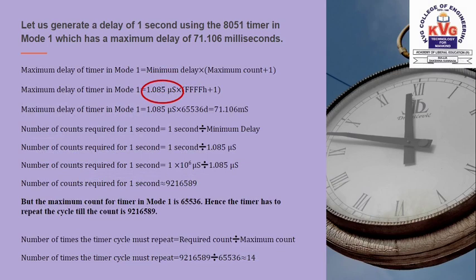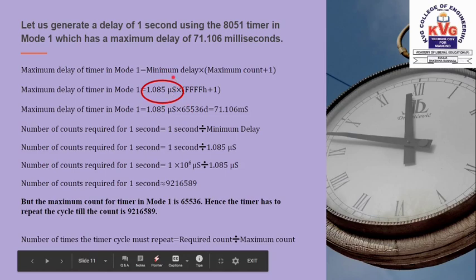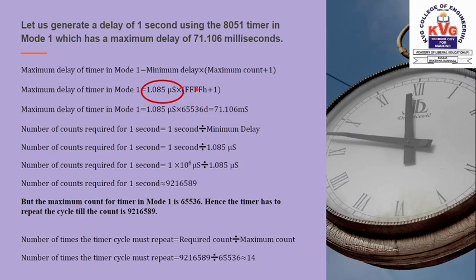Continuing from the previous step, so we understood how we got this. If you convert the maximum count into decimal, you get 65535, and add 1 to it, we get 65536 in decimal. So this is the maximum delay of the timer. That is the minimum delay into the maximum count plus 1. This is the maximum time delay of the counter.